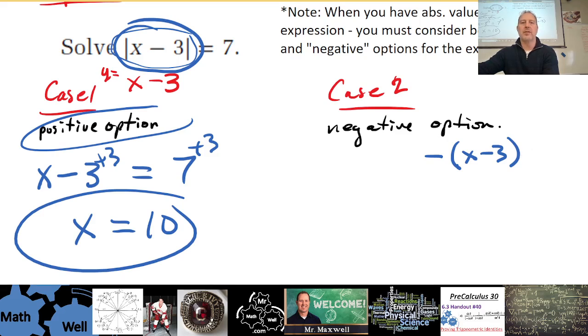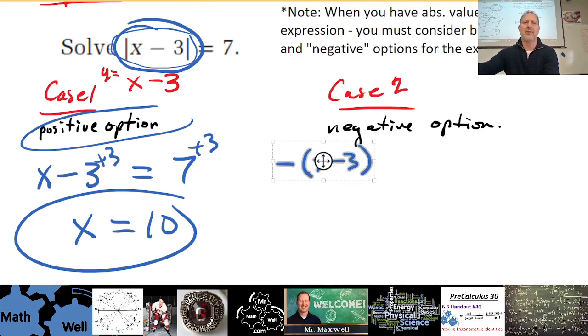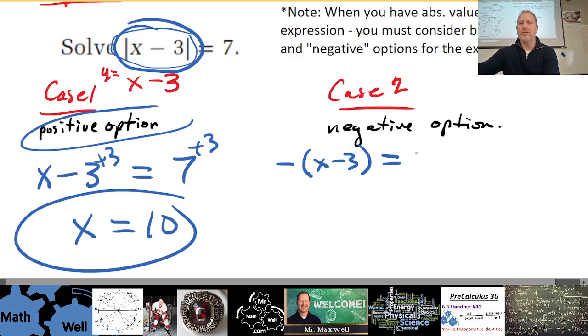Now, the negative option. This is where it gets interesting, because we have a negative of our x minus 3. I want you to watch this. Obviously, this negative could distribute into each of those, and you could get negative x plus 3 equals 7. That is perfectly okay. But sometimes it's a lot easier, instead of distributing a negative sign in, to multiply or divide by a negative 1. And so you flip the sign on the other one, and then this goes away. So you have options here.